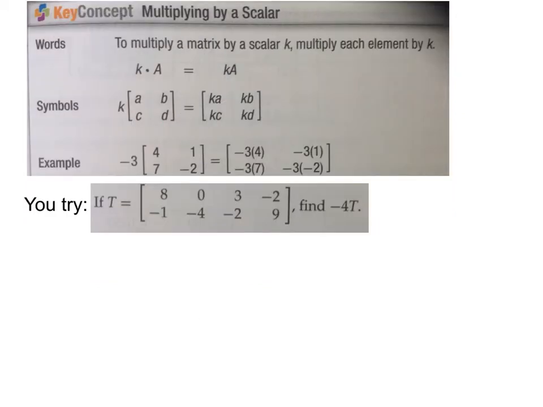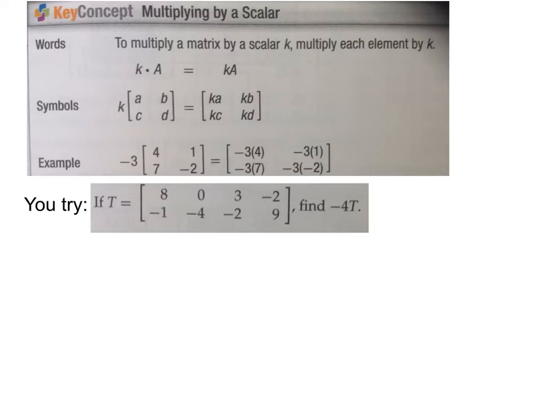Okay, looking at multiplying a matrix by a scalar, I just call it a constant, multiplying by a constant. A scalar just means a constant number, or it could be, I guess, instead of a constant, a variable, so you could put a variable in on one of these.